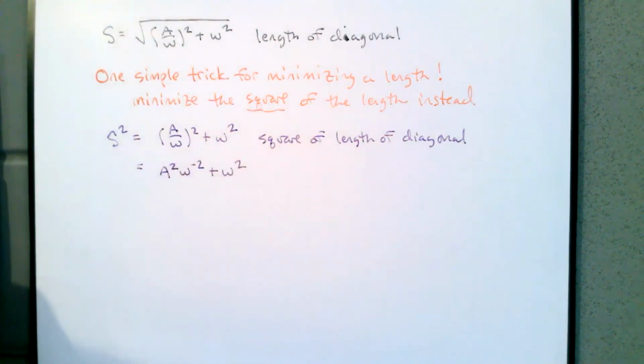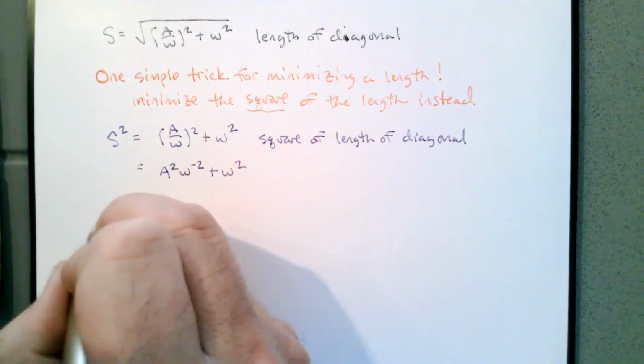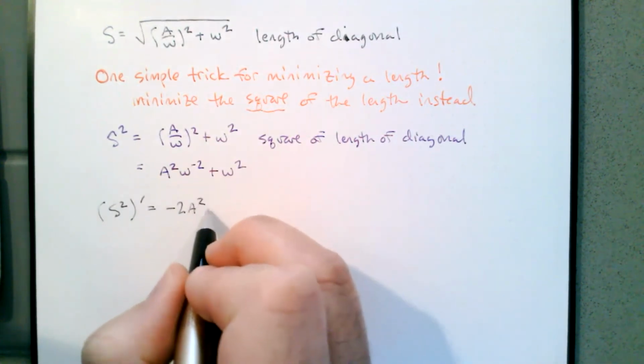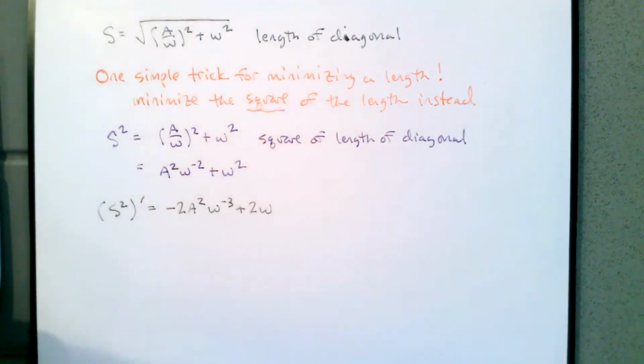Then when we go to take the derivative, we'll have s squared. Take the derivative of s squared, and we'll just have negative 2a squared w to the negative 3 plus 2w. This is the part that we were setting equal to 0 anyway. This works because the length is always positive. If the length is larger, the square is larger as well.